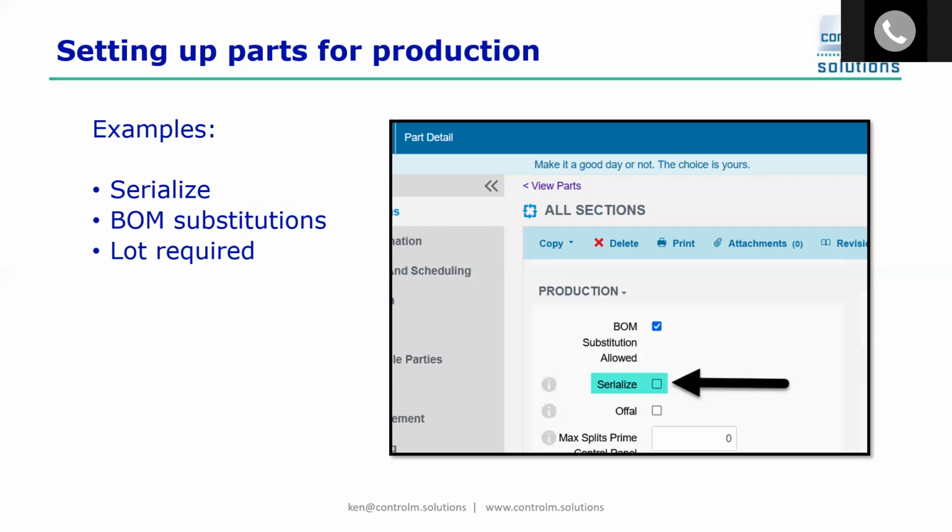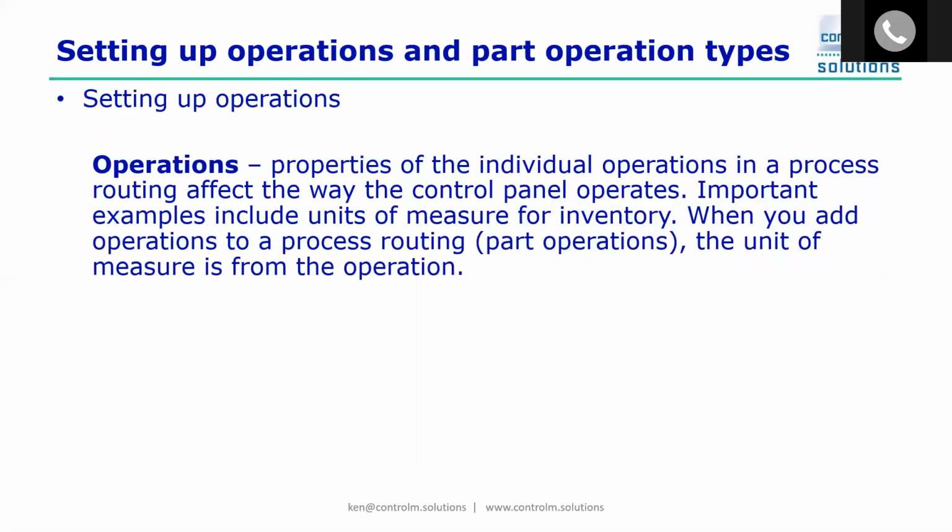There are many, many, many settings, at least 24 settings that can impact how that serialization works. So I'm not going to bore you. I would have another webinar on just that topic. Maybe we will have one just on setting up parts for serialization. But I just want to let you know that it's available there. BOM substitutions, lot requirements, those are all settings that impact production on the control panel that are set up at the part level.